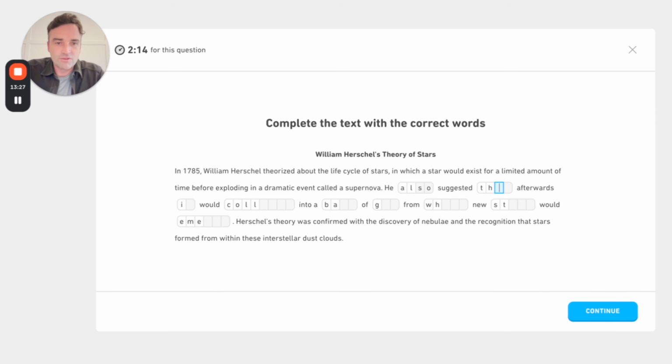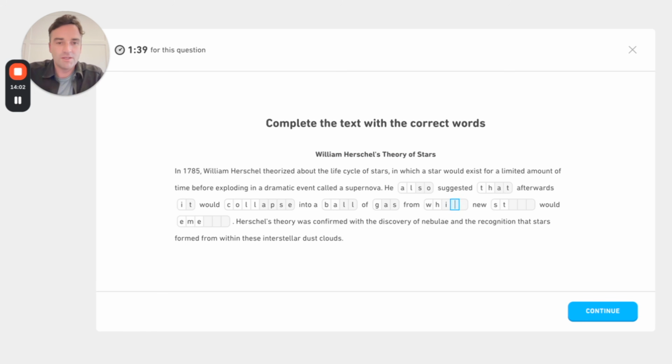He also suggested that afterwards it would collapse into a ball of gas. Okay, so this is a kind of a good one. A ball of gas, kind of related to stars, right? Balls of gas. This is kind of an example of context, how context helps you to complete these gaps. So that's why it's so important to read this, and the first and last sentences too.